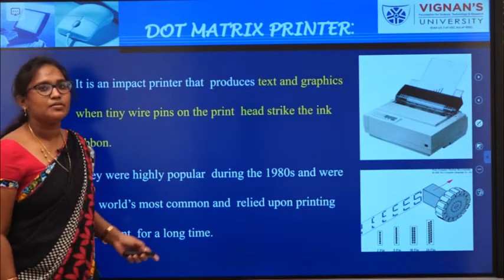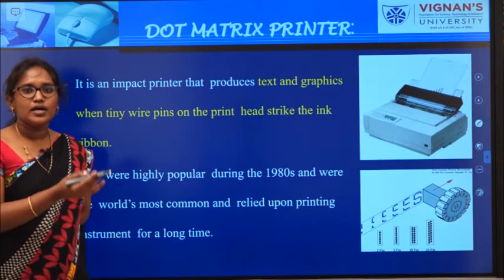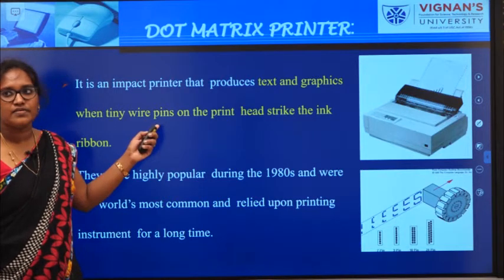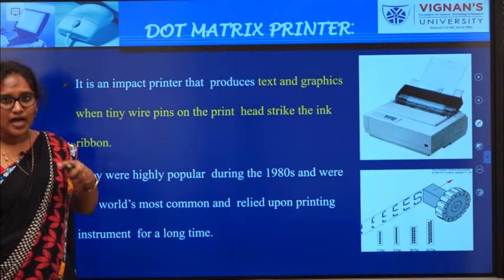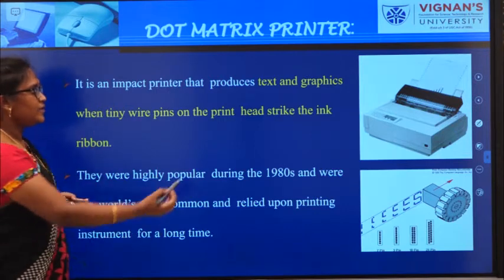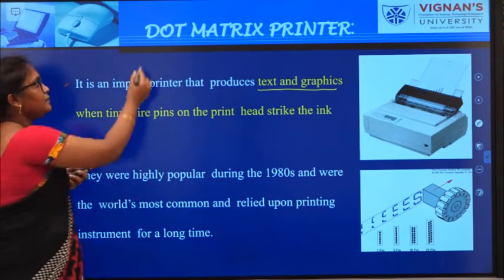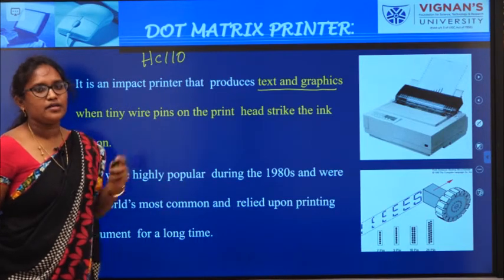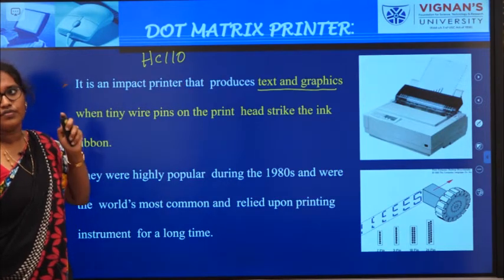Next one is the dot matrix printer. In the case of the dot matrix printer, it overcomes the drawbacks of the daisy wheel printer. The drawback of the daisy wheel printer is that it doesn't print graphical output, nor does it print colored fonts. The dot matrix printer will print both text as well as graphics. That means it will print hello, it will print the image, or else it will print colors to this font.